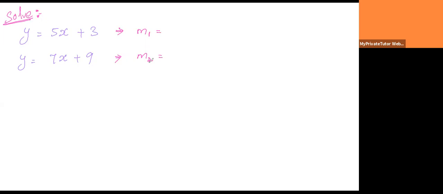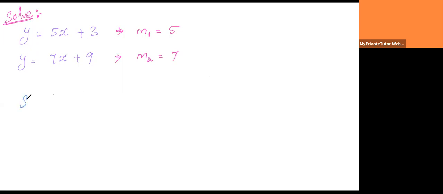Waiting for your answers, guys. What is the slope of line 1 and line 2? No, no one? Okay, so 5 is the first answer and 7 is the second answer. Okay, so let me explain to you all then.